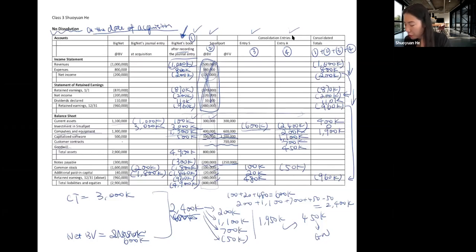Capitalized software 500,000 plus 100,000 plus 1.1 million, so that gives us 1.7 million. Customer contract, that's 700,000. Goodwill is 450,000. So if you add up everything vertically, you are going to get a total asset, which is 5.15 million.